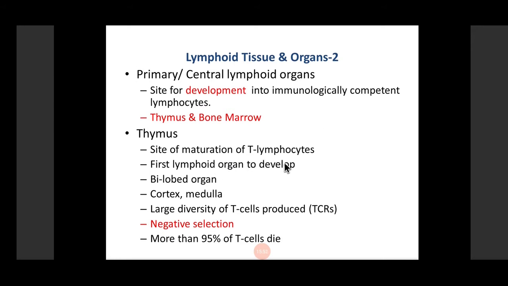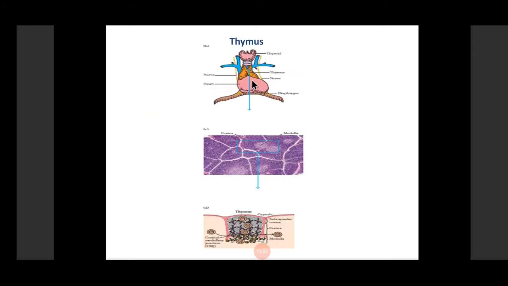Now, in this, the T cells are developing. This is just to show where the thymus is, and it has got two regions. We do the histology of it. It has got a cortex and a medulla. This is just a diagrammatic representation.